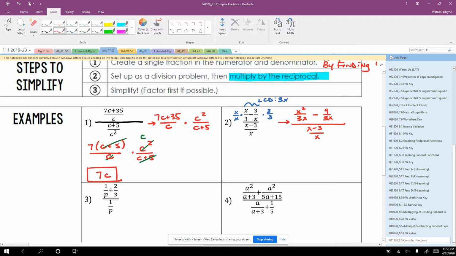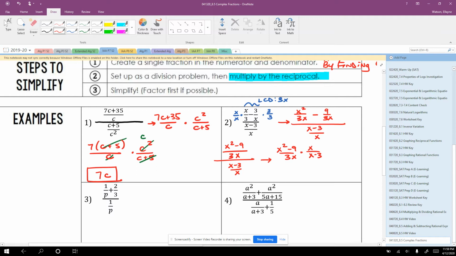Okay, now that I have the same denominator on the top, I can go ahead and subtract. So now I have x squared minus 9 over 3x, all divided by x minus 3 over x. Okay, now I have a single fraction in the numerator, single fraction in the denominator. I'm going to turn it into multiplication. So x squared minus 9 over 3x times, now flip, right? When you divide, you multiply by the reciprocal. So times x over x minus 3.